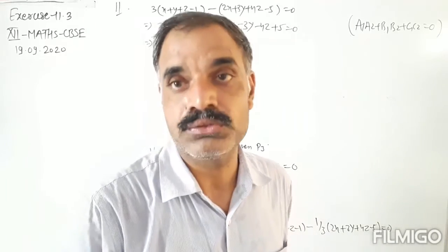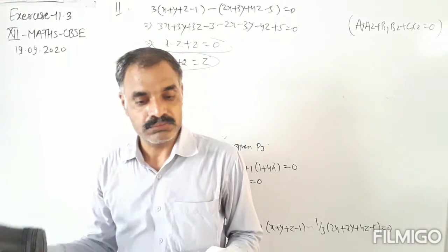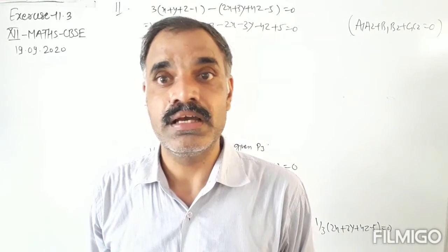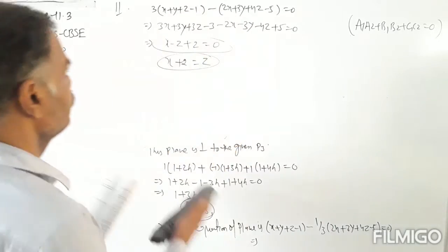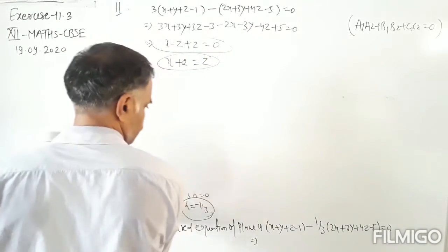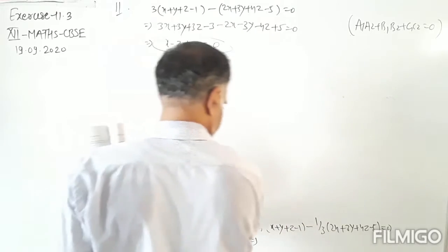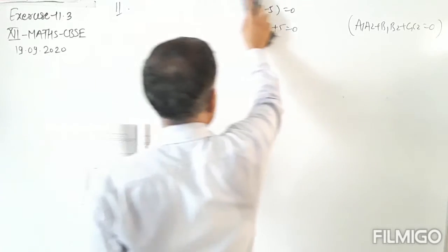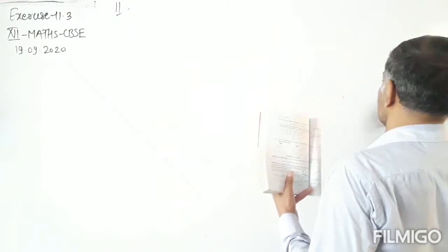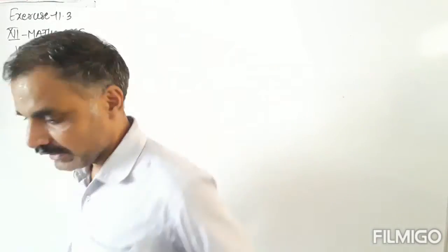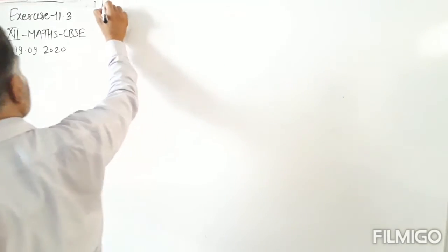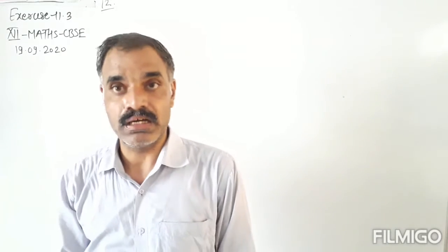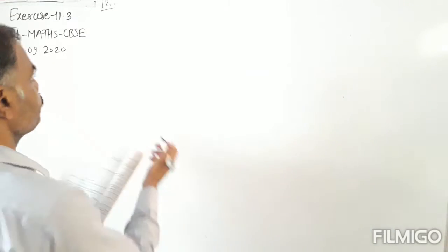Now question number 12 and 13. Questions 12 and 13 are also the same. Question 12 is the vector approach to find the angle and 13 is the Cartesian approach to find the angle. Both questions are the same. So question number 12 is: find the angle between the planes whose vector equations are given.